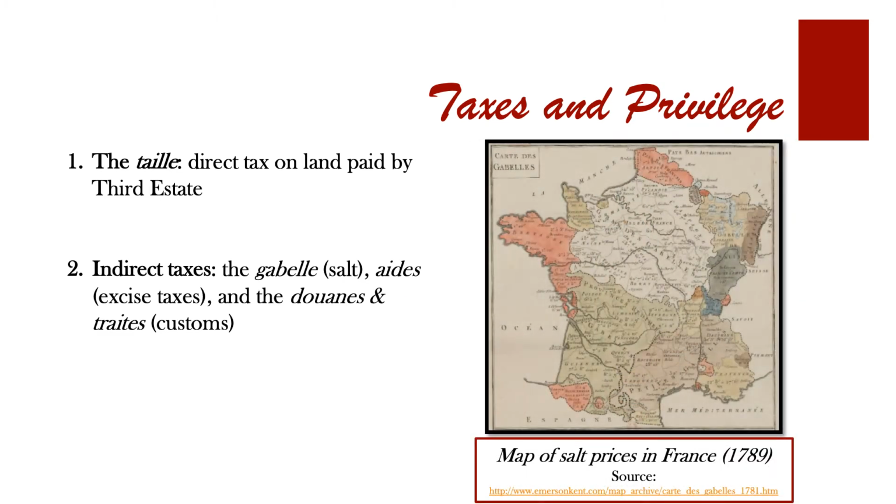Second, there were indirect taxes on goods and services. These taxes ran the gamut, but the most important were the gabelle, which was a tax on salt, and aide, which were taxes on particular services, a la the sort of famous stamp tax in the British North American colonies. And finally, the douane and traite, which were customs or tolls for traveling on royal roads or entering through the gates of certain cities. Because of the privilege of certain provinces, however, the rates of these taxes could vary widely.